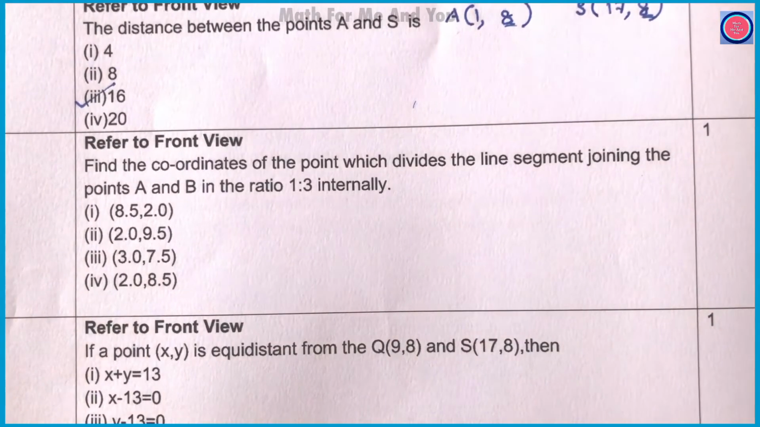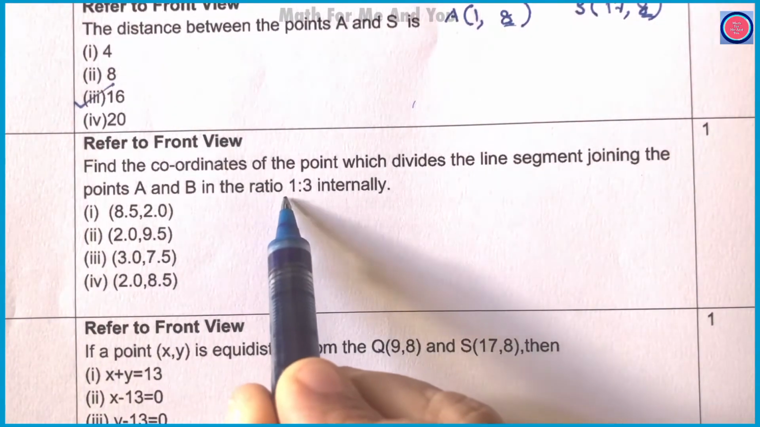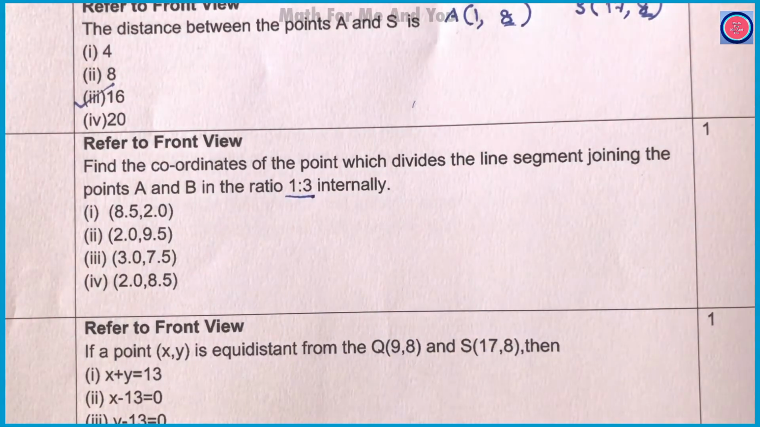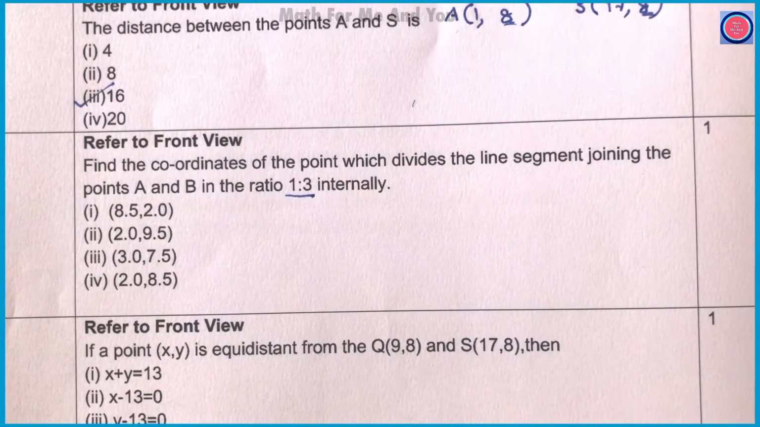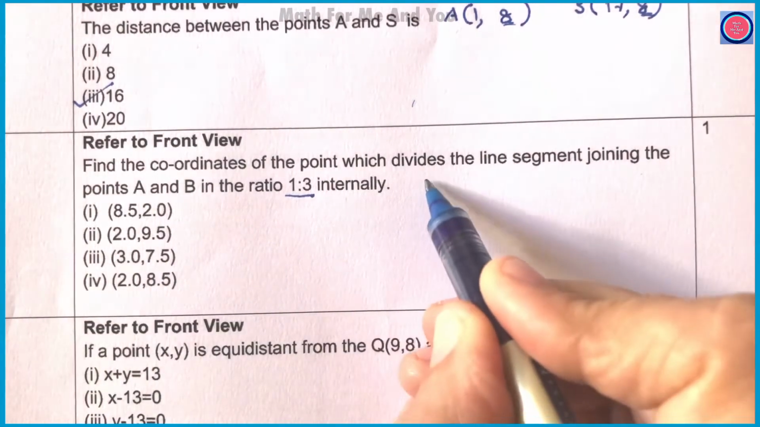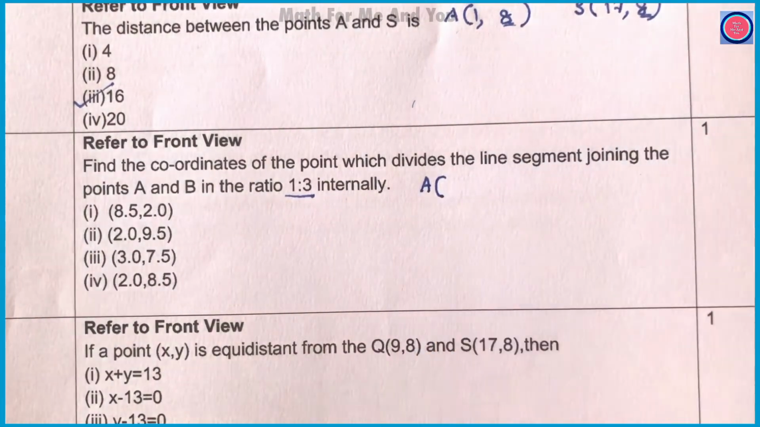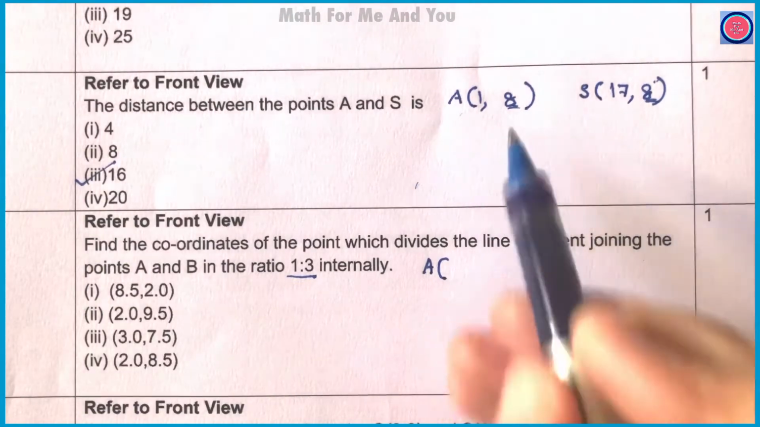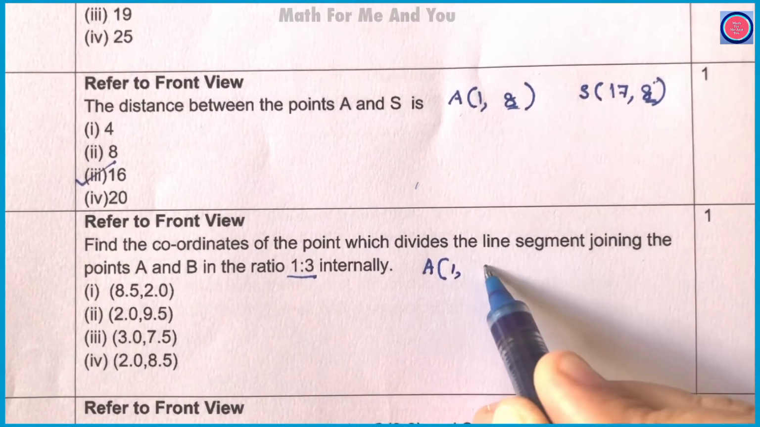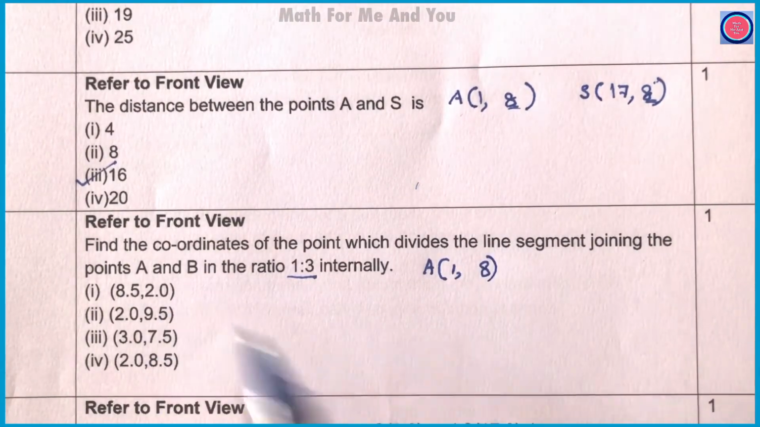Next question. Find the coordinates of the point which divides the line segment AB in the ratio 1:3. This is a section formula based question. We need the coordinates of A. A is the point 1, 8. With the help of the diagram, we can find what B is.